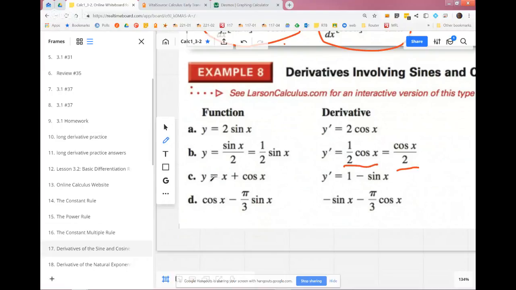Part C, x plus cosine x. Okay, so we know that when you have a derivative with a sum, you can just find the derivative of each part. What's the derivative of x? Power rule. It's x to the first. Take the power, bring it down, multiply by 1, reduce the power by 1.